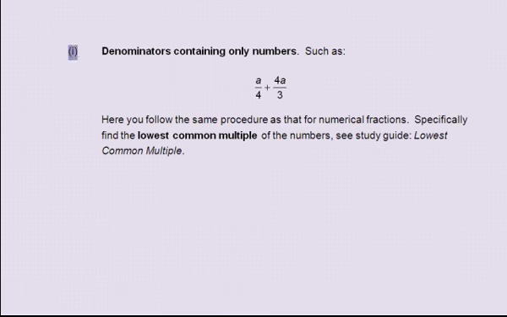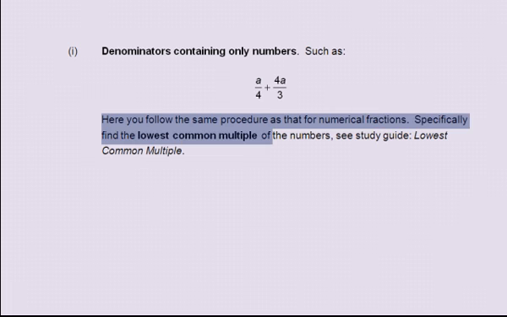1. Denominators containing only numbers, such as a divided by 4 plus 4a divided by 3. Here you follow the same procedure as that for numerical fractions. Specifically, find the lowest common multiple of the numbers. See study guide, Lowest Common Multiple.